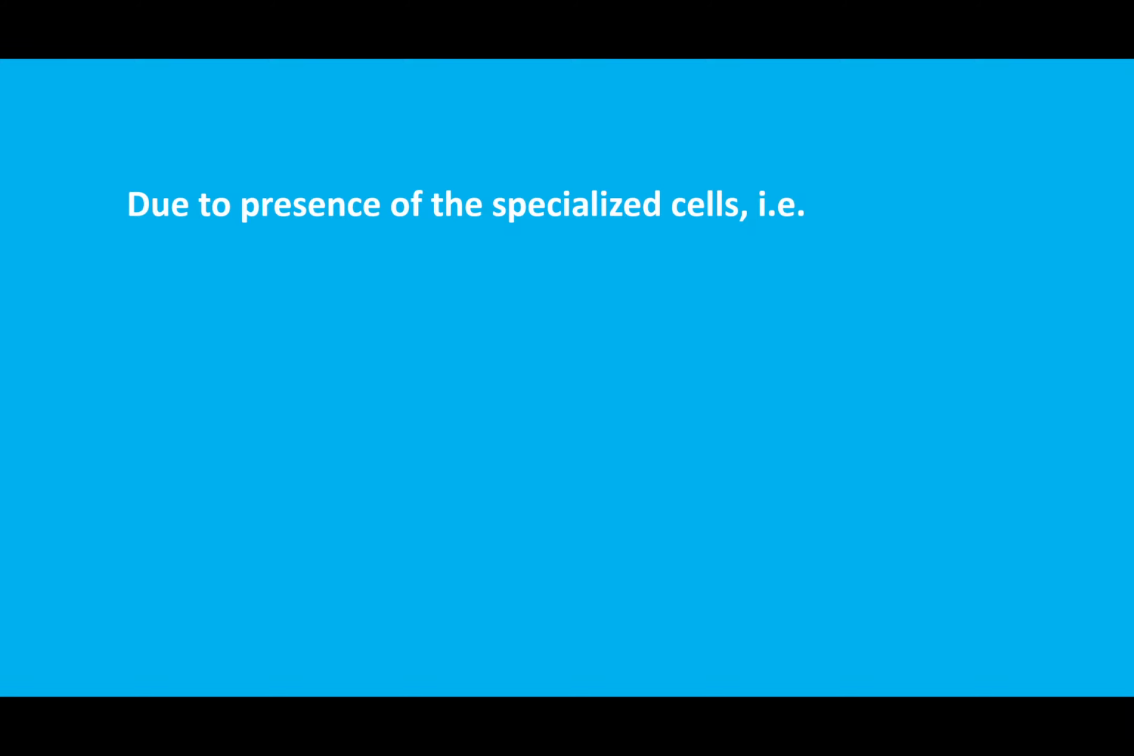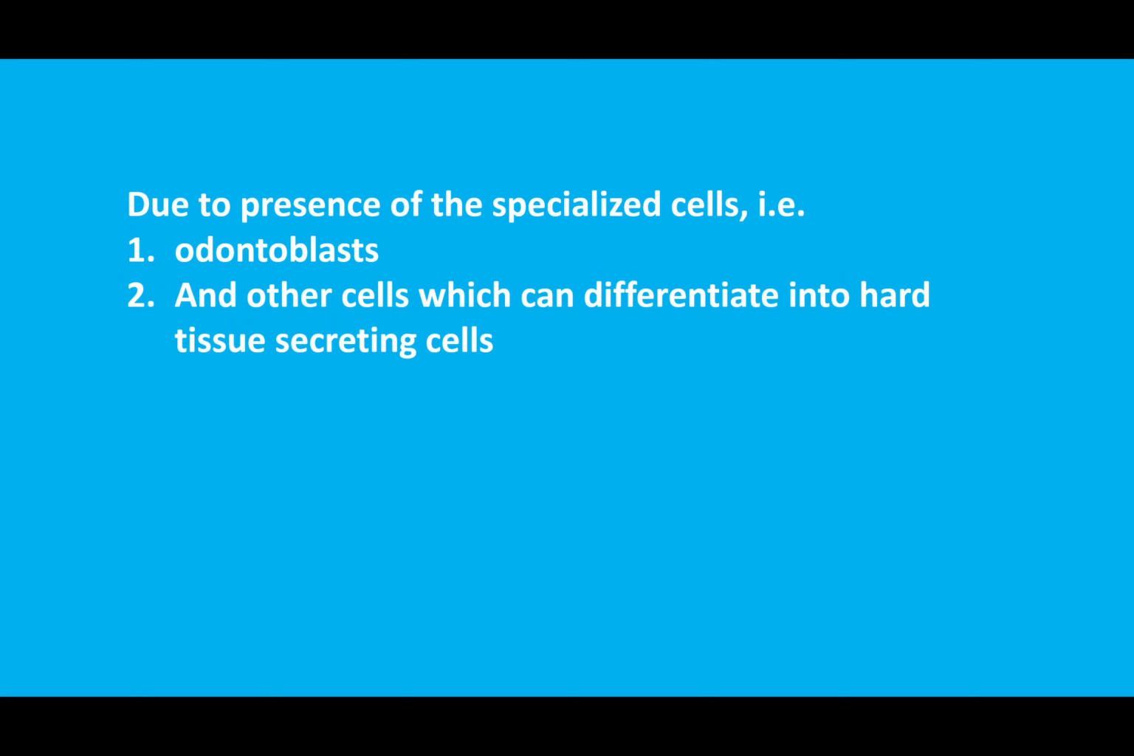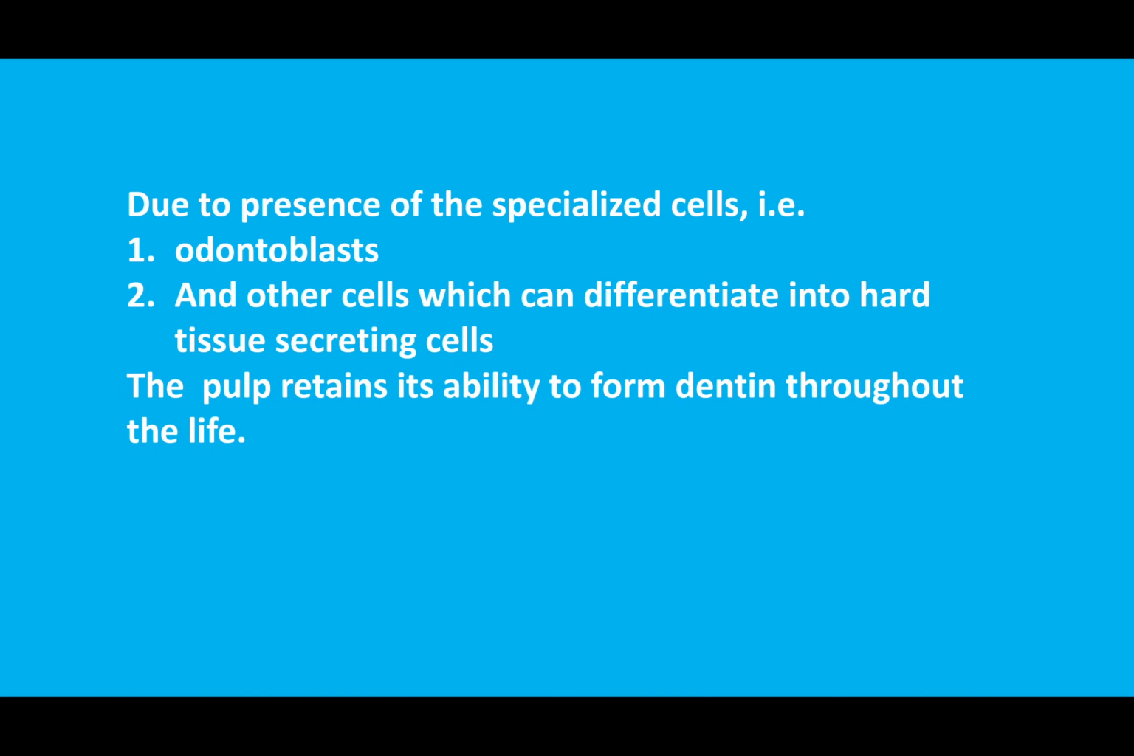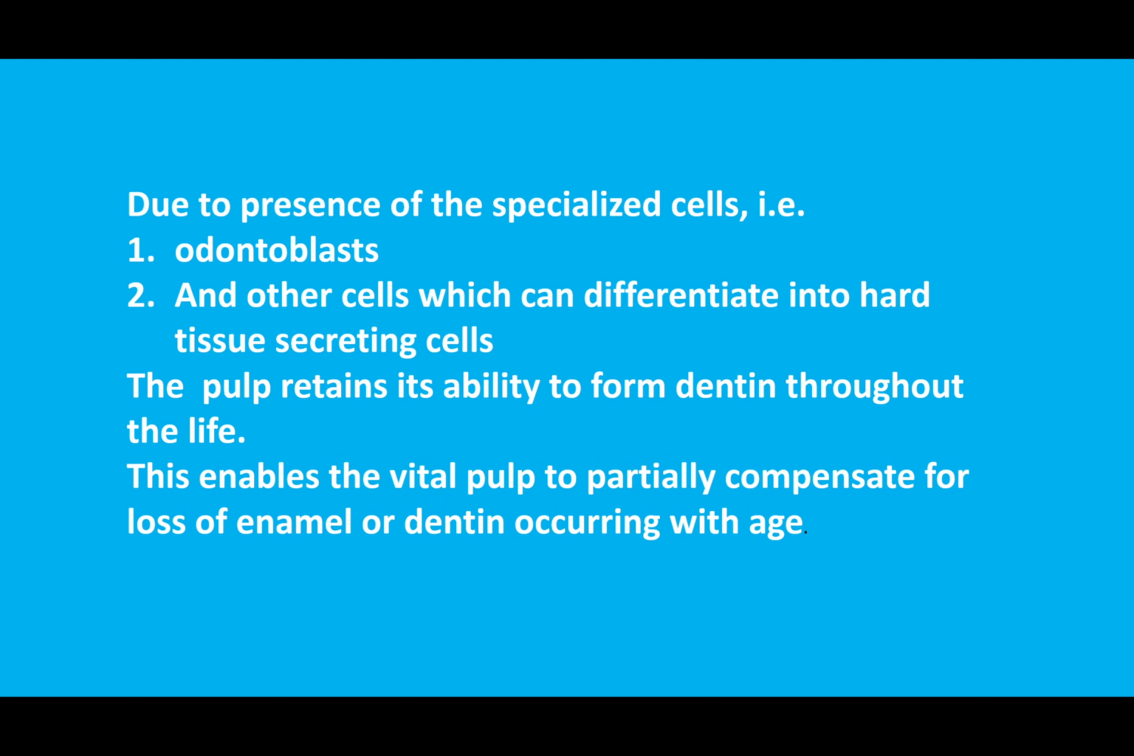Due to the presence of specialized cells in the pulp, that are odontoblasts and other cells which can differentiate into hard tissue secreting cells, the pulp retains its ability to form dentine throughout life. The benefit of this is that it enables the vital pulp to partially compensate for loss of enamel or dentine that occurs with age. And that's the reason older people have less sensitivity in the teeth.